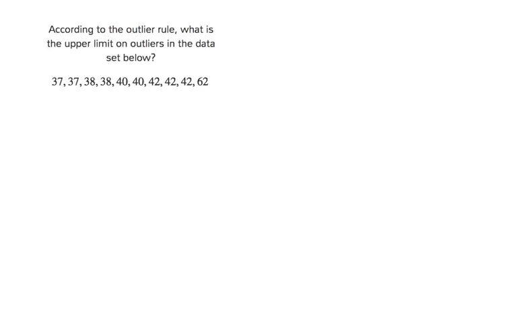According to the outlier rule, what is the upper limit on outliers in the data set below? Okay, so the outlier rule says that if something is 1.5 times the IQR above the third quartile or below the first quartile, it is an outlier.